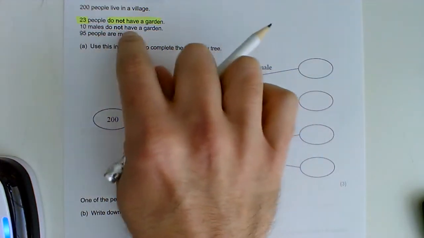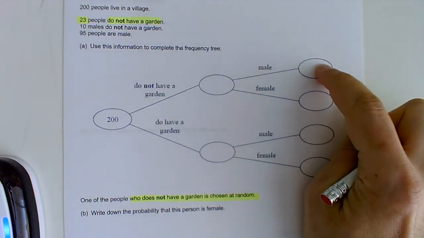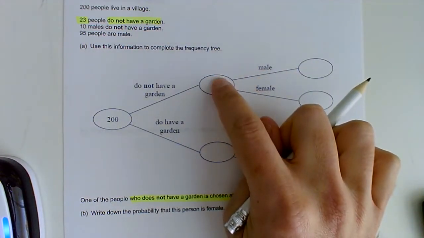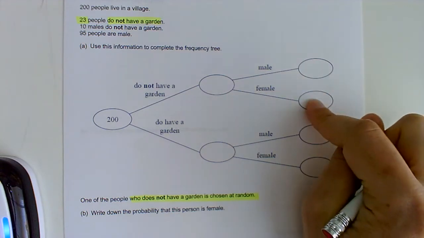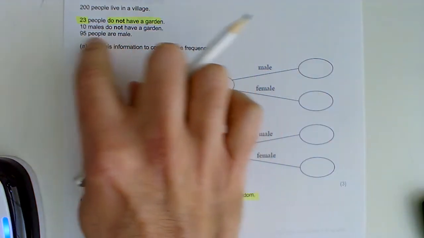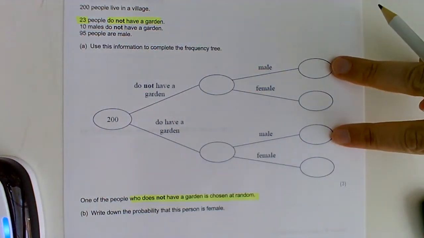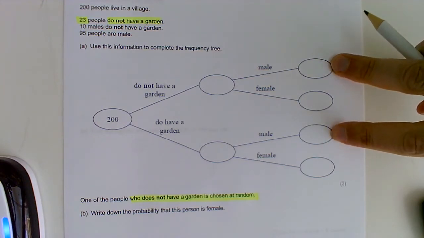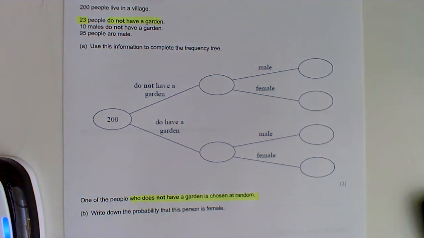10 males do not have a garden, so that can be in that one. And then if you know there's 23 people don't have a garden, 10 of them are male, we can figure out how many of them are female. And then 95 people are male, which means that those two ovals there and there add up to 95. So you can figure out that one, and then you can figure out the rest of the tree.